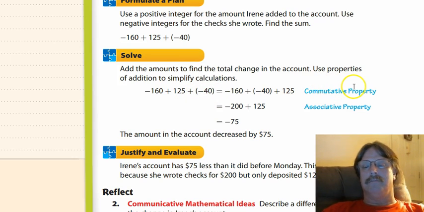So we use the commutative property to order our two negative terms. That makes it real easy to come up with negative 200. And then we add the 125, we use the associative property here, and it gives us negative 75. So the amount of the checking account decreased by $75.